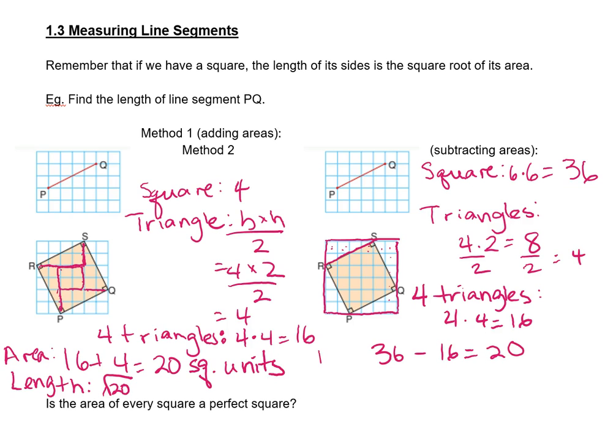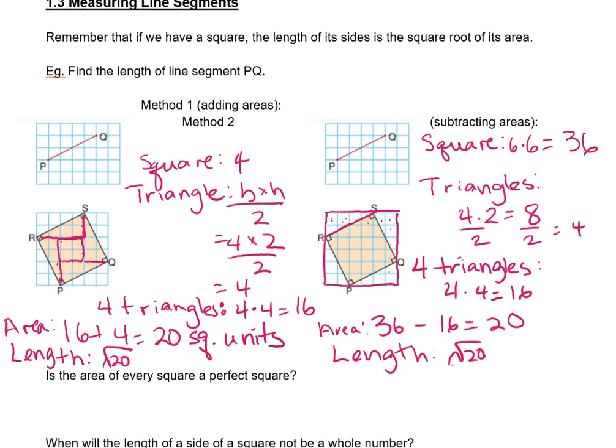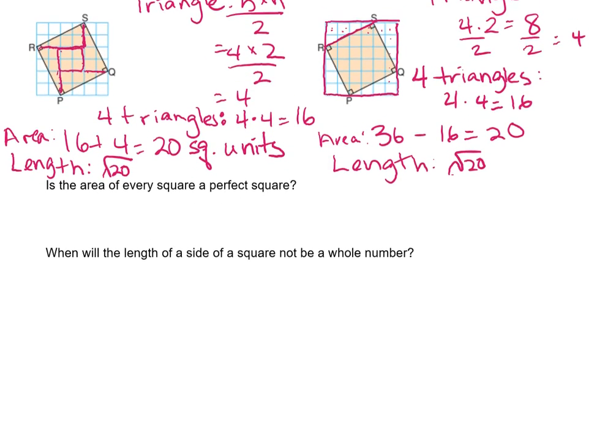So that's the area. The length is going to be the square root of 20. So we know the length of PQ is the square root of 20 with either method. You're welcome to use either one. And again, if those aren't making sense to you, make sure you're asking and I will help you with that.